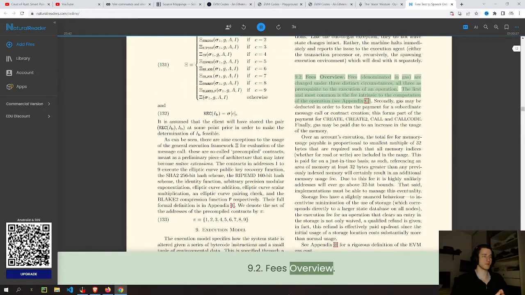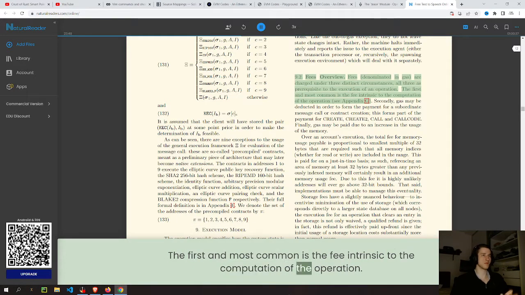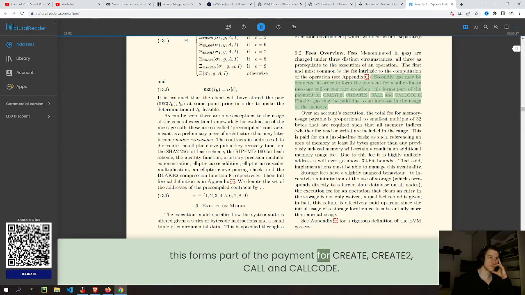9.2 Fees Overview. Fees are charged under 3 distinct circumstances, all 3 as prerequisite to the execution of an operation. The first and most common is the fee intrinsic to the computation of the operation. Secondly, gas may be deducted in order to form the payment for a subordinate message call or contract creation. This forms part of the payment for CREATE, CALL and CALLCODE. Finally, gas may be paid due to an increase in the usage of the memory.